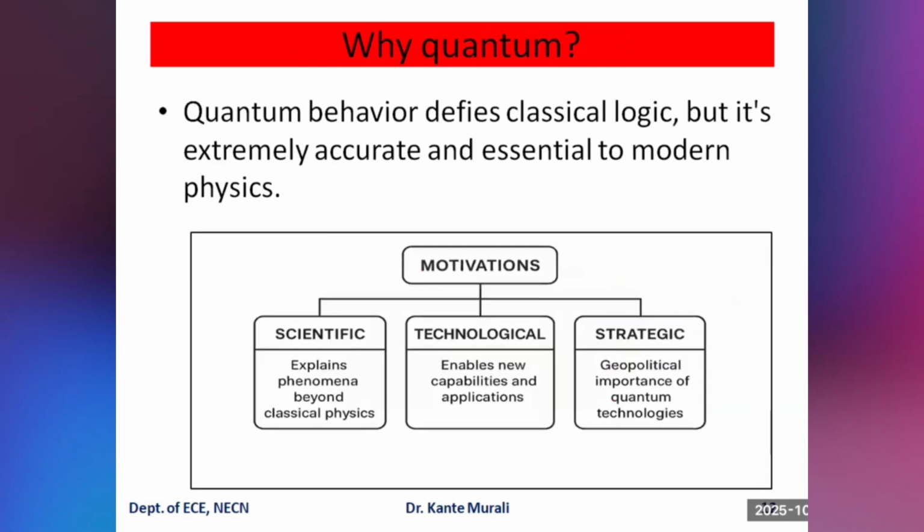Now let us jump into the importance of quantum. Why is quantum mechanics playing a vital role? As of today, you have to keep on talking about quantum. Why quantum? What is the need to study quantum? Here you're going to see the importance of quantum in terms of scientific, technological, and strategic significance. Quantum mechanics explains phenomena that classical physics cannot. It is the foundation of technologies like lasers, semiconductors, and MRI scanners.